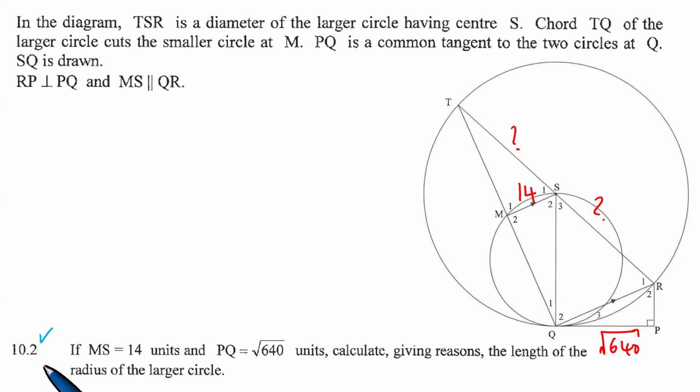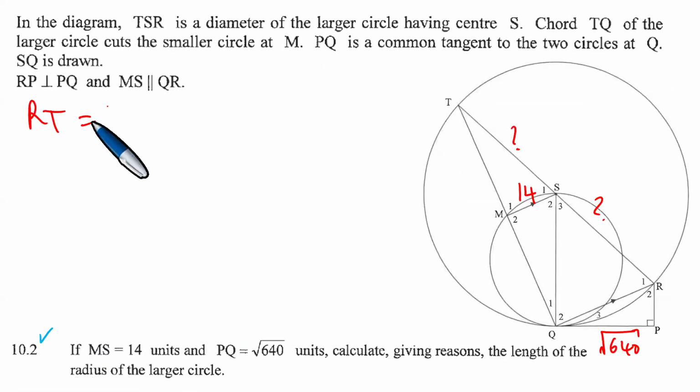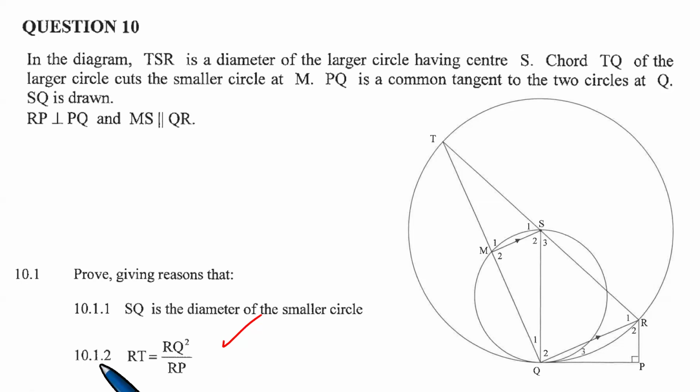But there are a couple of things that we most certainly already know. So one can look at this and say we need, for instance, RS. But we can first be interested in knowing RT. From the previous question, RT is equal to RQ squared over RP. So this one was proved. It was proved in 10.1.2 above.